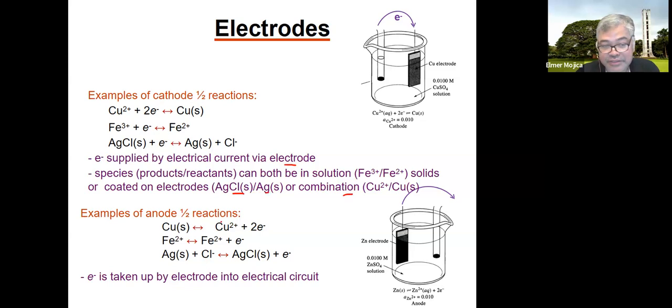solid. Now, the anode, on the other hand, as you could see, the electrons are on the product. The electron is taken up by the electrode in the electrical circuit. Okay, so that's, we could say, a more specific example of the half reaction that is happening.